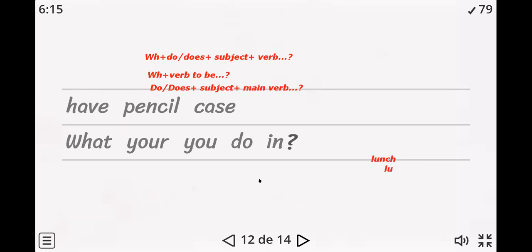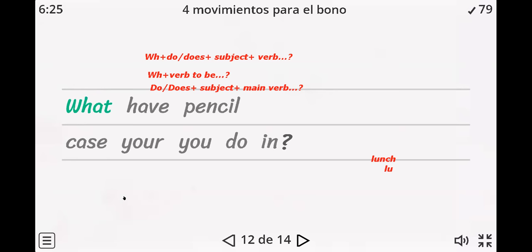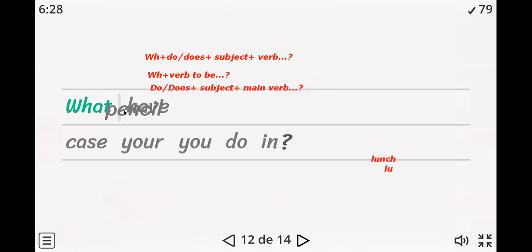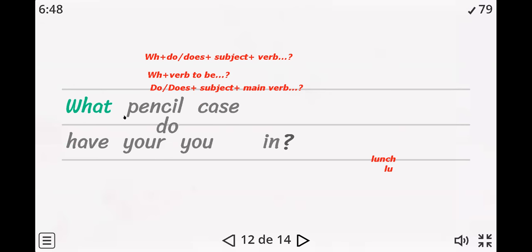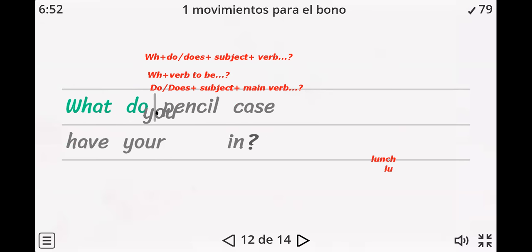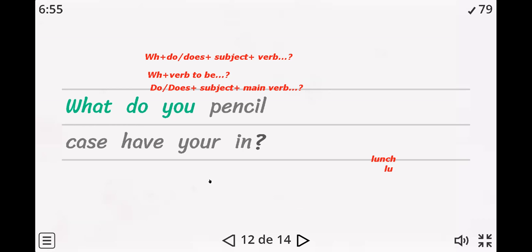What happened? ¿Qué les pasó? Okay. What pencil? Perfect. 1 point. No. It turns green when it's correct. ¿Qué es el case? Pencil case. Okay. No, not yet. What do you pencil in your case? Okay, so read it again. We need a main verb. What do you pencil have in your case?